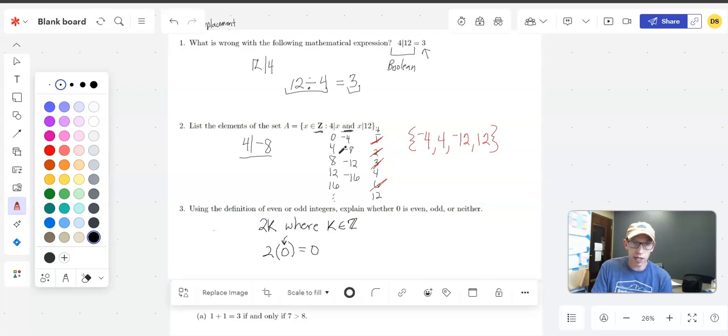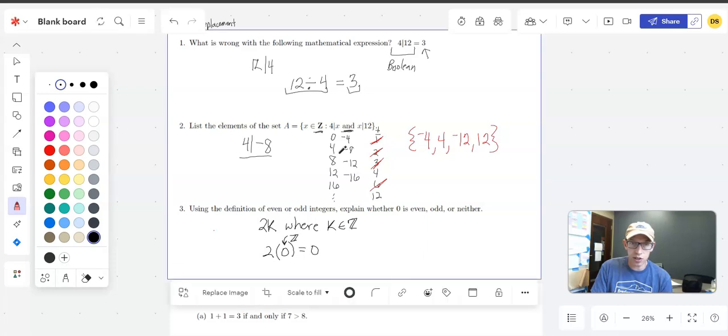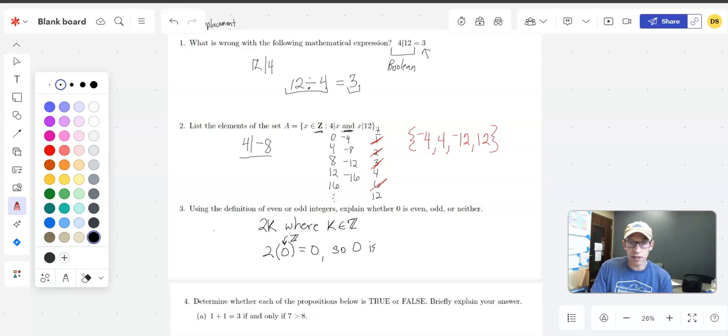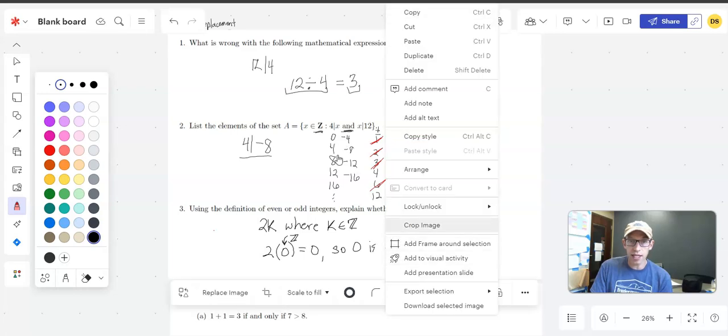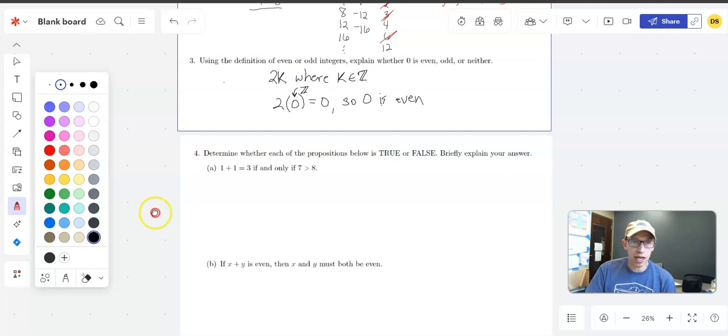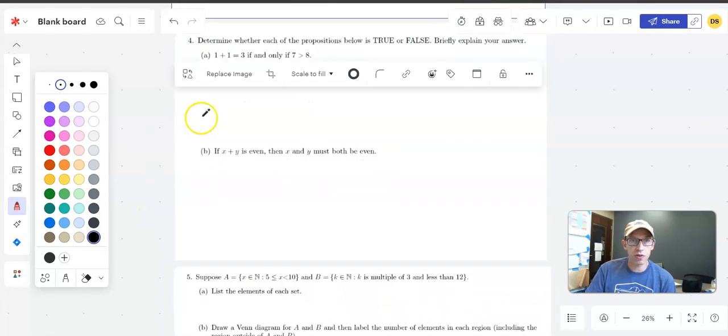And because 0 is an integer, we can say that 0 is even. Any integer multiplied by 2 is going to be an even number. And if you have a number and you can multiply 2 times some integer to get that number, then that number is even. All right, determine whether it's true or false.